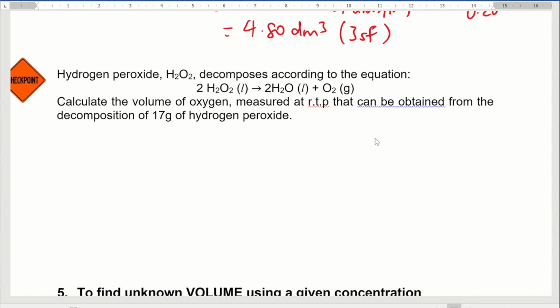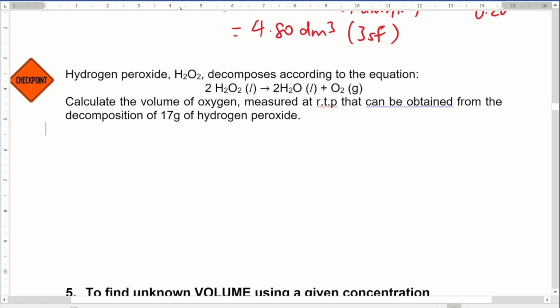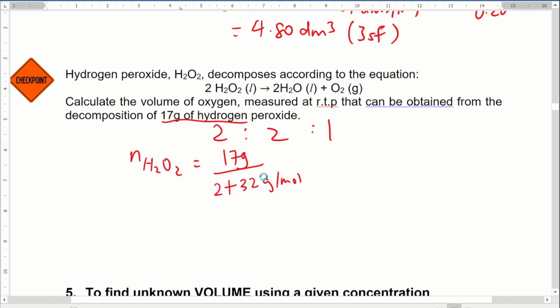In this case, you are also given the balanced equation. You are to find the volume of oxygen produced. You are given 17 grams of hydrogen peroxide. Always calculate the number of moles. From the reaction, we know that the mole ratio is 2:2:1. So I need to calculate the number of moles first. The number of moles of H2O2 is 17 gram divided by 2 plus 32 gram per mole, so you will get 0.5 moles.